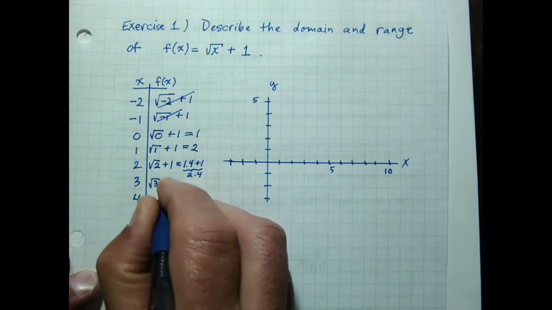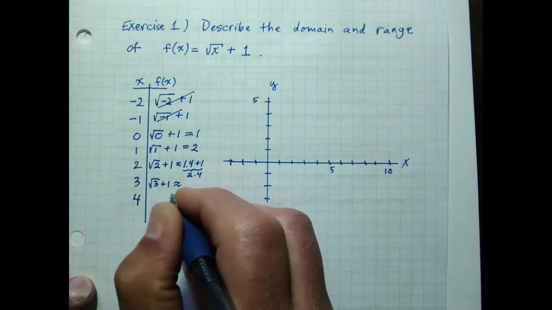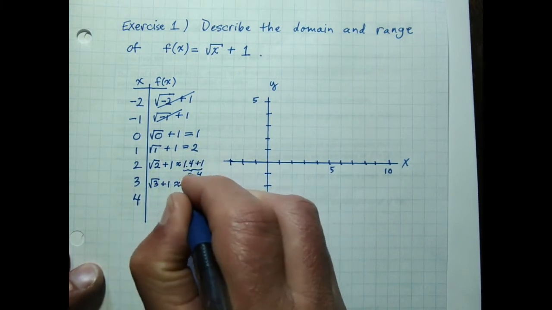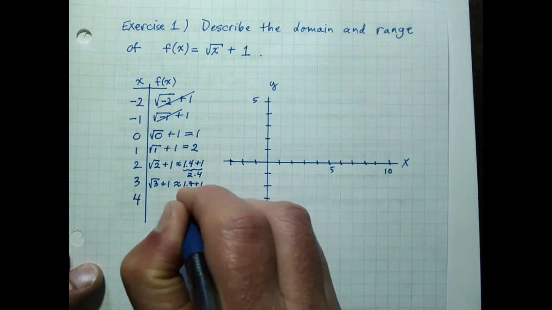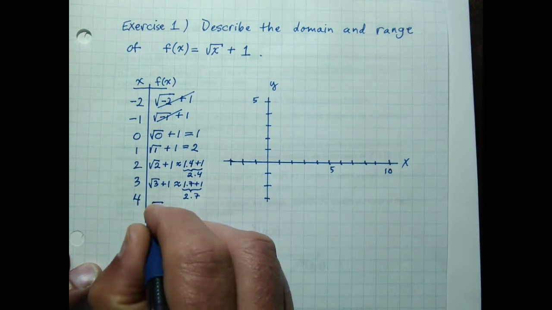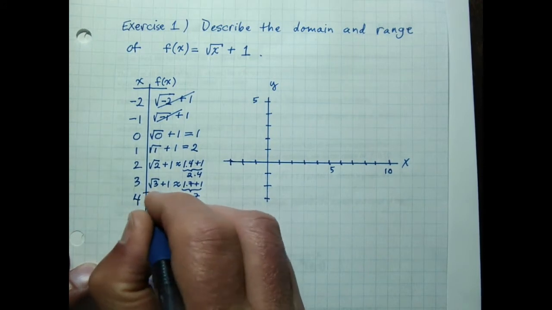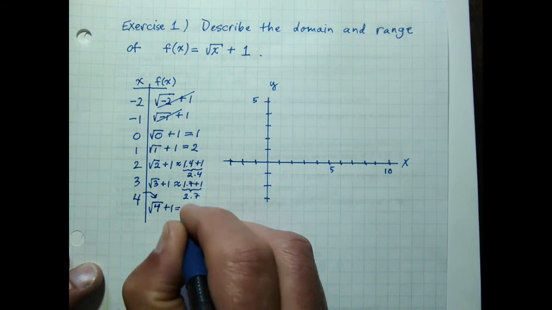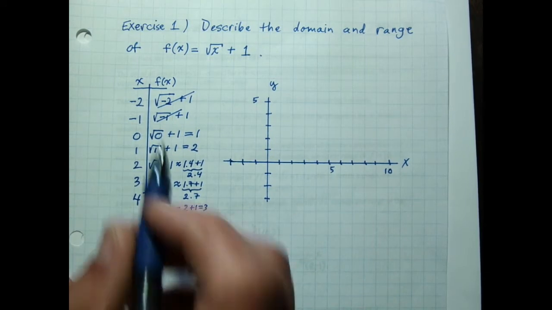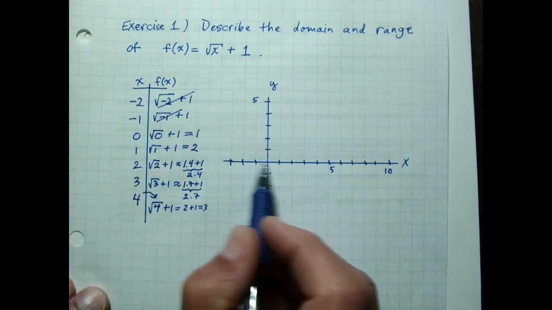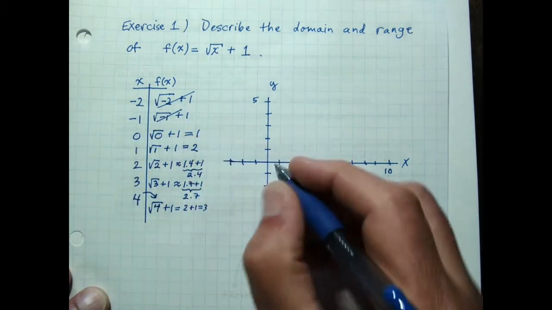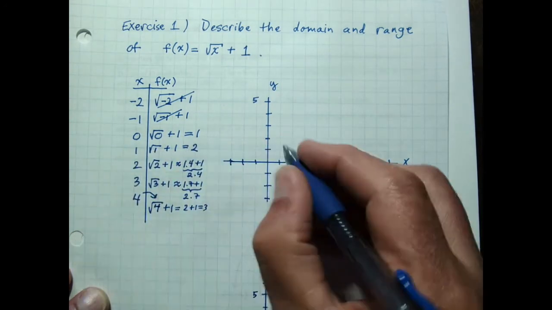Square root of 3 plus 1, let's see, square root of 3 is, on a calculator, if I check, about 1.7 plus 1, so I'm getting about 2.7. And at 4, square root of 4, just come down here a little bit, plus 1 is 2 plus 1, or 3. So I get a whole bunch of points to plot here. And I notice that when x is negative, I have no graph to draw. At 0, I have the point 0, 1.